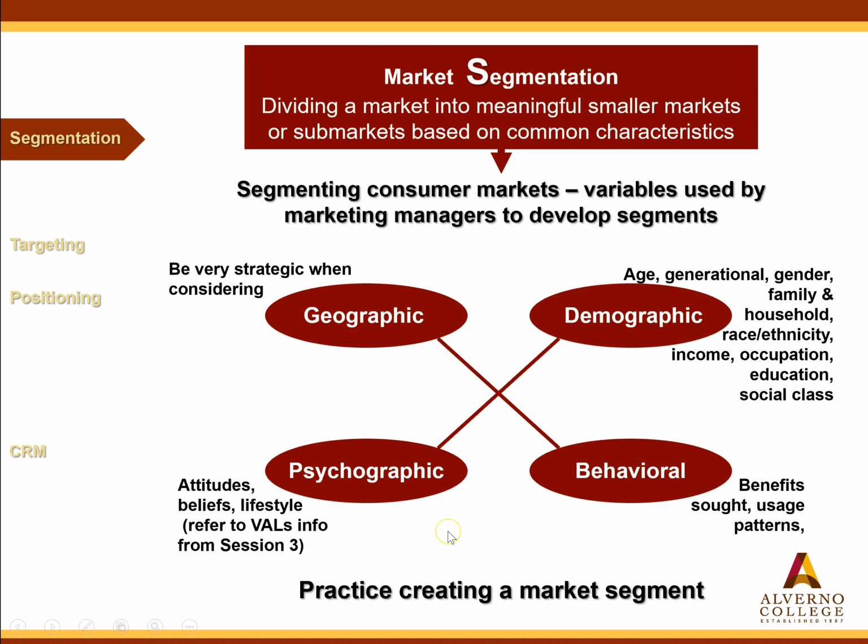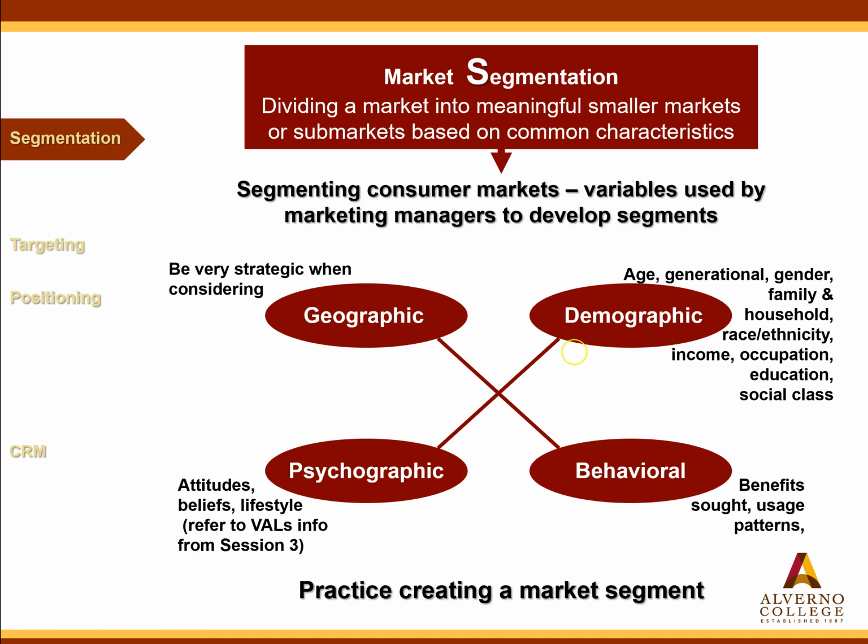So here are some components that you would use in developing market segments. Geographic segments, which you really need to be very strategic when considering, and I'll show you an example of that in a subsequent slide that's coming up. But geographic could be a state, a city, a zip code. Demographic. Demographics are always used in market segmentation.